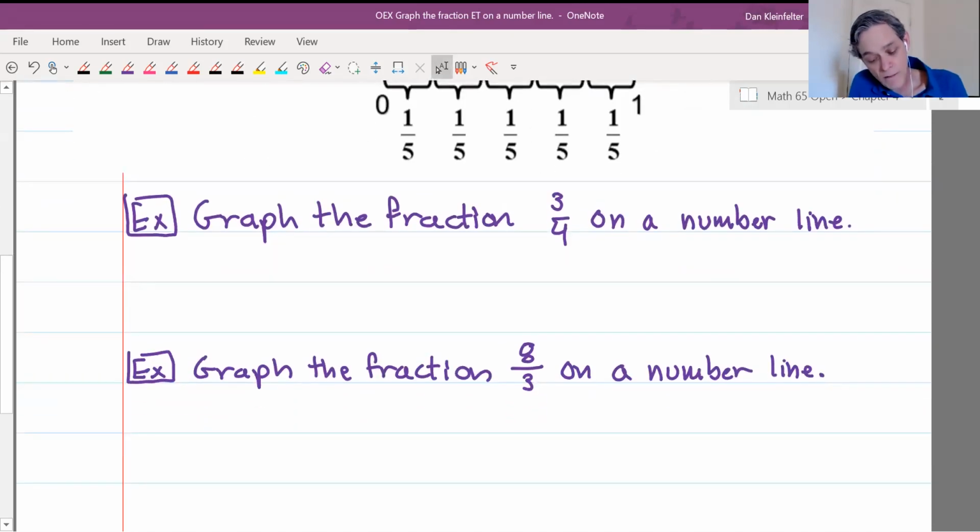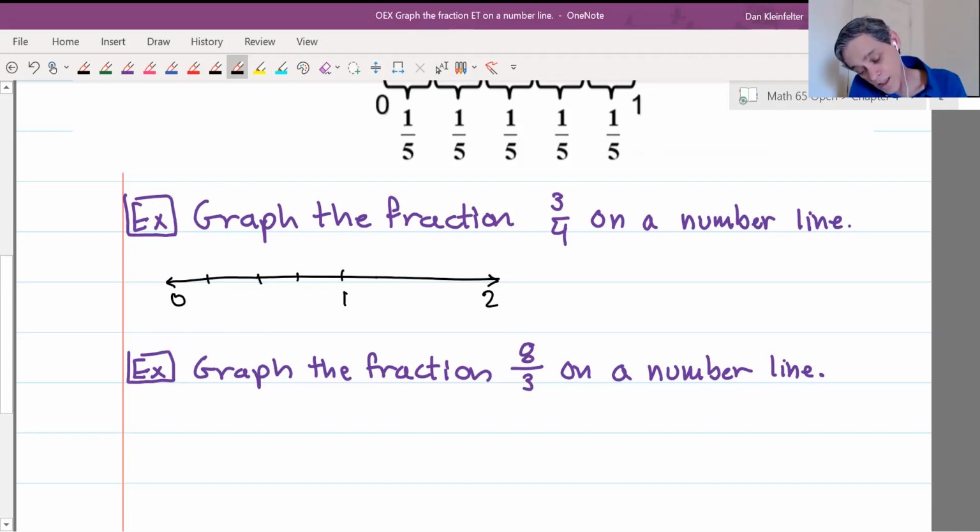Okay, so now just for practice, we're going to graph the number 3/4 on the number line. I'm making a number line that extends from 0 to 2. And then I want 3/4, so I'm going to divide the whole thing into fourths. And so we want 3/4. Starting at 0, there's 1, 2, 3/4. Okay, so we've graphed 3/4 on the number line.